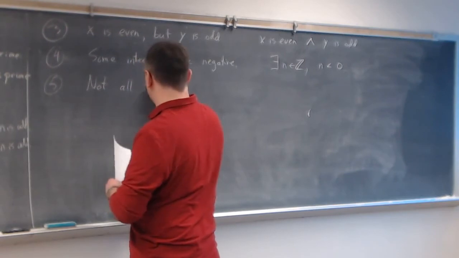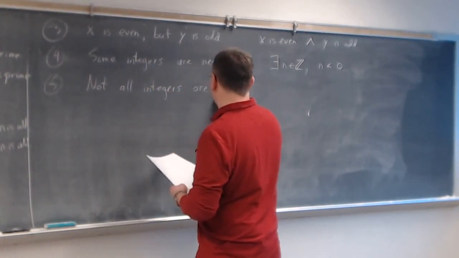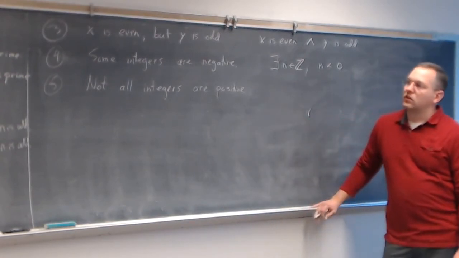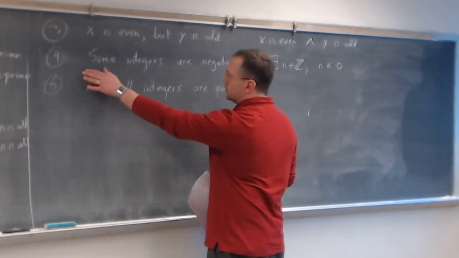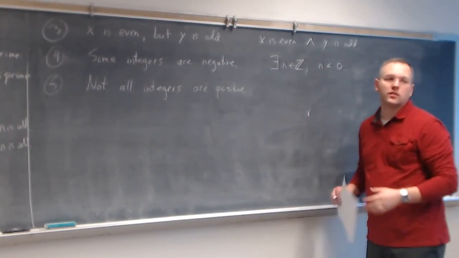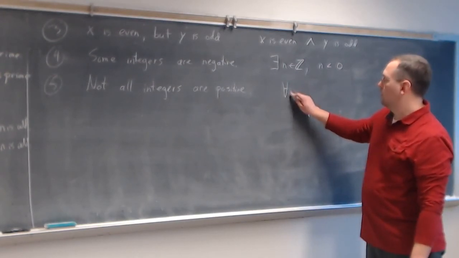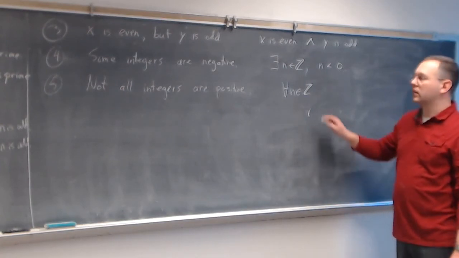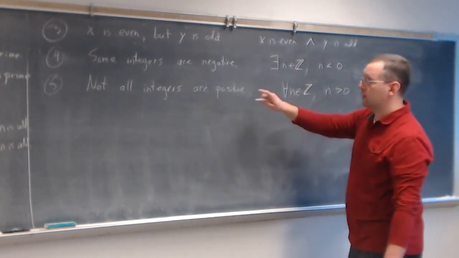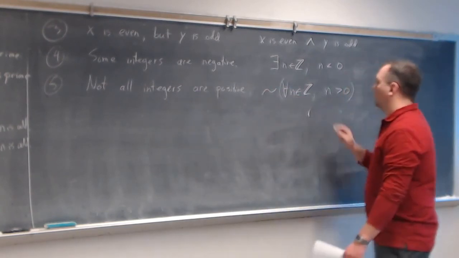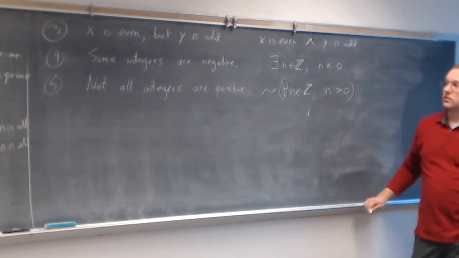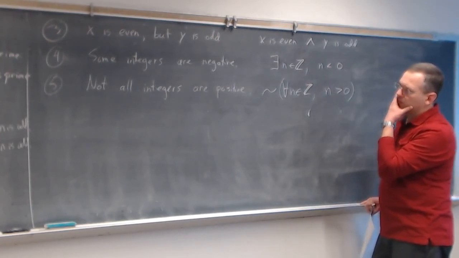Not all integers are positive. So maybe to do this one, you might want to look at the phrase all integers are positive, and then the not, you just use your negation symbol. So how would you write all integers are positive? For every integer n, n is greater than 0. That says all integers are positive, but we're saying not all integers are positive, so I'll put parentheses around it. I'm negating the whole sentence. It is not the case that every integer n is positive, or greater than 0. Not all integers are positive.